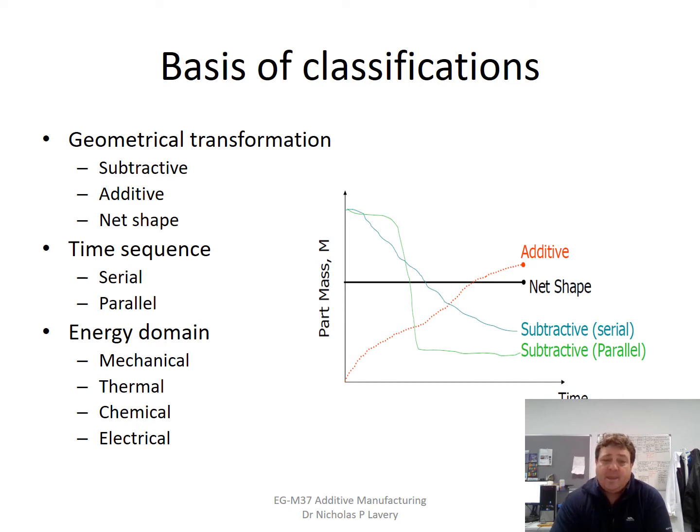There's more. If we look at the part mass, just a general sketch to show different types, with additive you can see a constant increase of the mass as you add the layers. Net shape tends to be just a one-off, like a casting, and doesn't necessarily change the mass per se of the part. But with subtractive, we start with a block, and we can either work in serial or parallel to reduce the mass of that block until we get the component that we want.